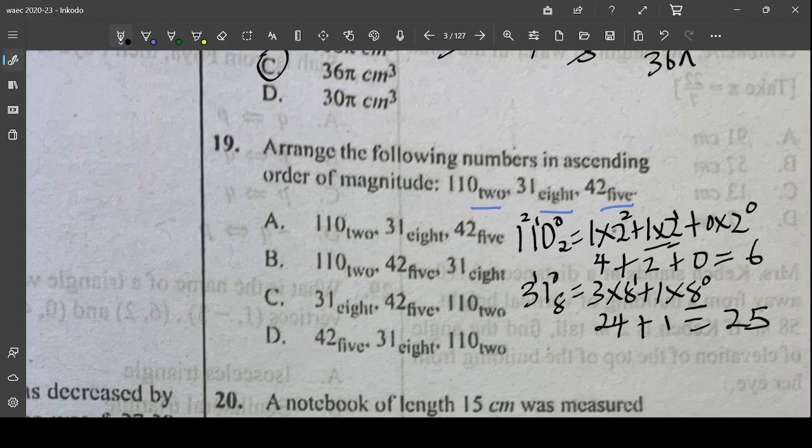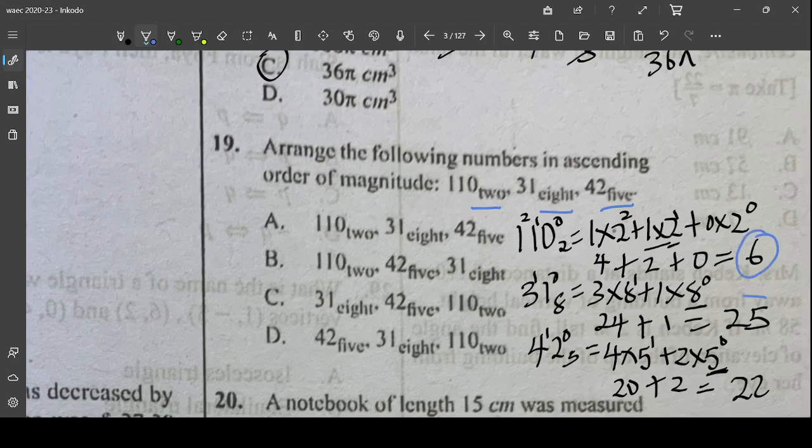All right. And the third number, 42, in base 5. So I give it powers again. I'm going to have 4 times 5 raised to the power 1 plus 2 times 5 raised to the power 0. So 4 times 5 is 20, plus 2 times 5 raised to the power 0, which is 1. So 2 times 1 is 2. So I have this as 22. So my numbers are 6, 25, and 22.